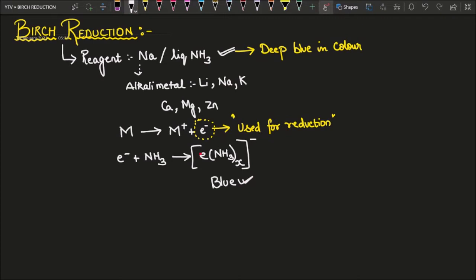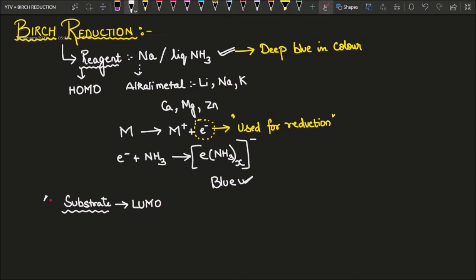substrate. So in Birch reduction, the reagent is sodium in liquid ammonia, and since it supplies an electron, it is going to reduce the substrate, right? The reagent will serve as the HOMO, the highest occupied molecular orbital, and the substrate is going to gain the electron from the reagent, so the substrate will act as the LUMO. So the interaction here is between the HOMO of the reagent and the LUMO of the substrate.